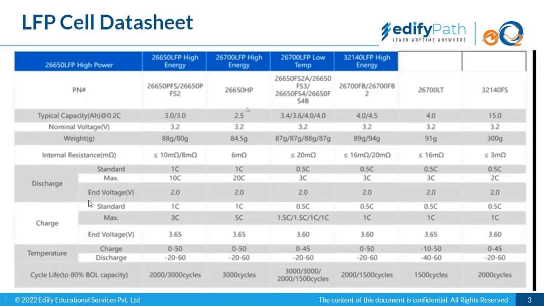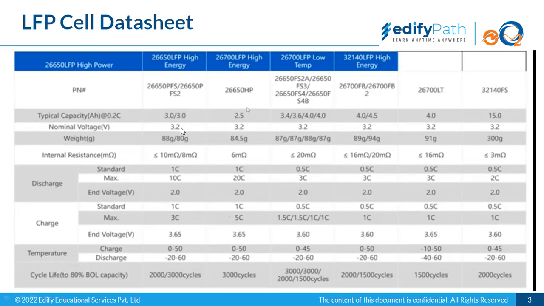End voltage is the lowest voltage till which the battery would be operational, below which the BMS will not allow the battery to discharge further, and the battery would be cut off. So this would be the end voltage. And like discharge, if we talk about charging, standard is 1C, and maximum it could be 3C if we talk about the first kind of cell. Then end voltage 3.6, this is the highest level of voltage.